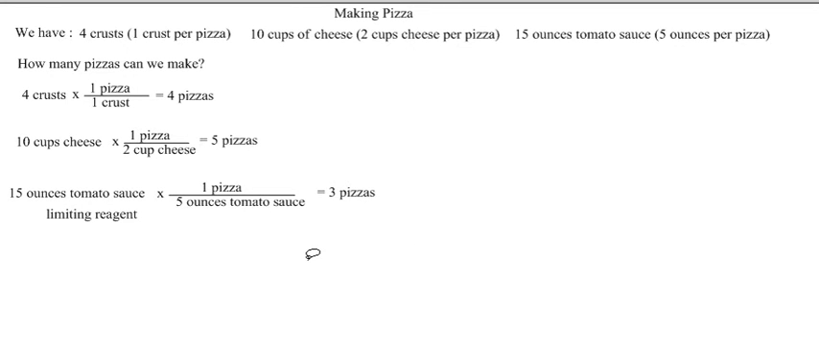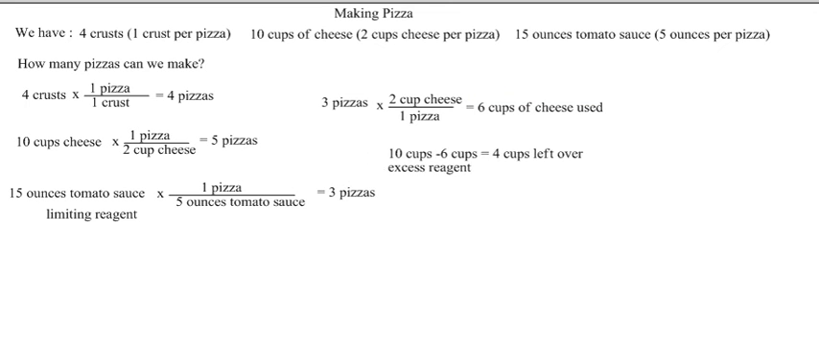We might want to know how much cheese we're going to have left over. Well, if we're making 3 pizzas, I would just throw the extra cheese on the other pizzas. But anyway, if we're making 3 pizzas, and it takes 2 cups of cheese per pizza, that means we're going to use 6 cups of cheese. We started with 10 cups. If we use 6 cups, we're going to have 4 cups left over. And that's how we apply the idea of limiting reagent towards making pizza.